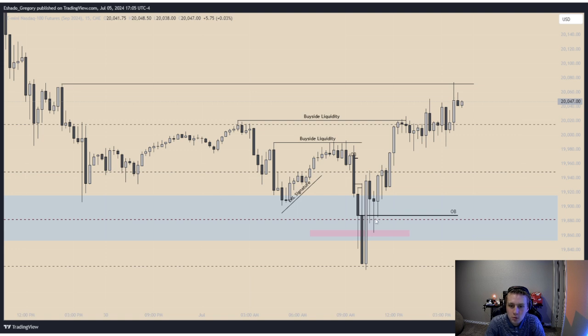This level is a constant encroachment of that fair value gap, that 4 hour fair value gap. And then look, we end up coming straight to buy side here. And we end up having a PM session, IRL to ERL possible trade setup. IRL, internal range liquidity, right here to external range liquidity.